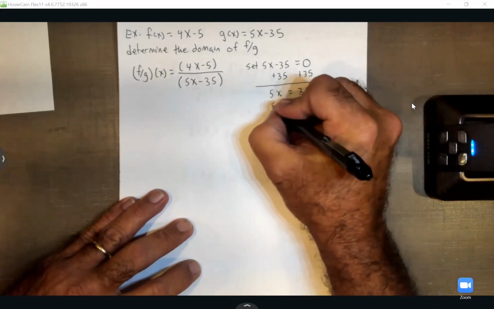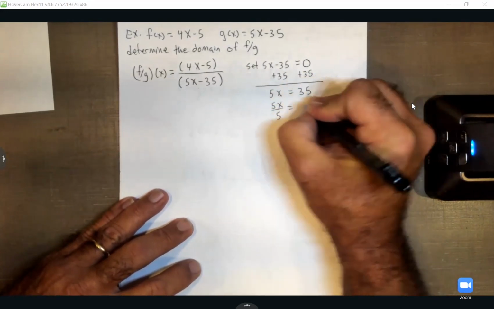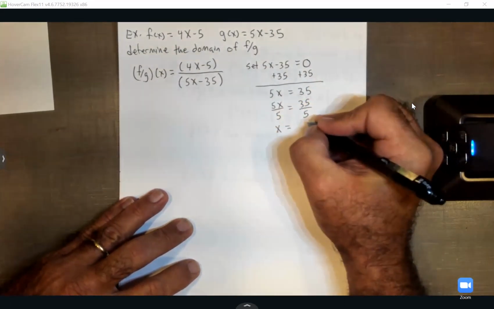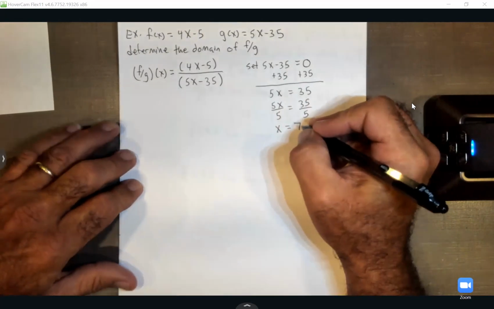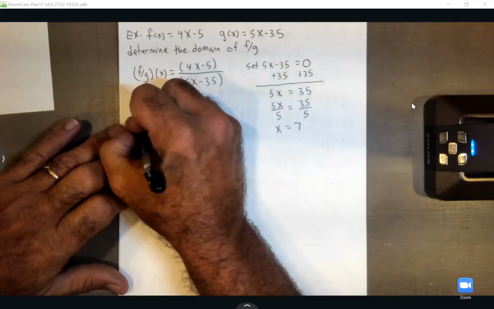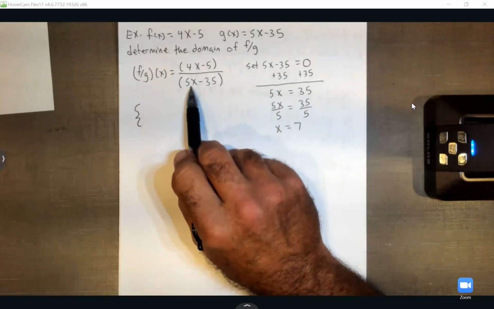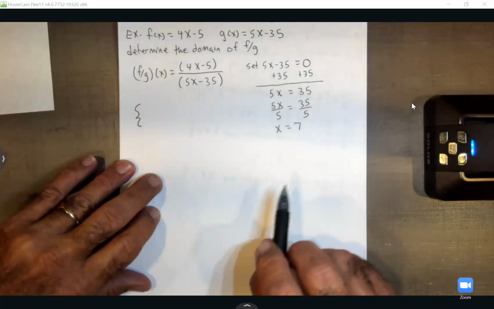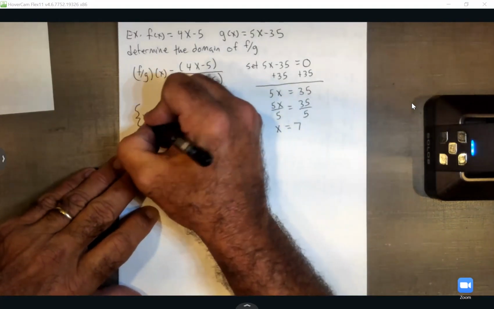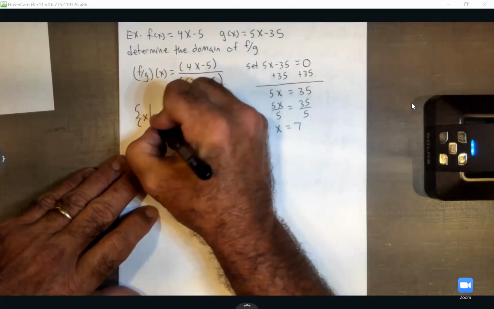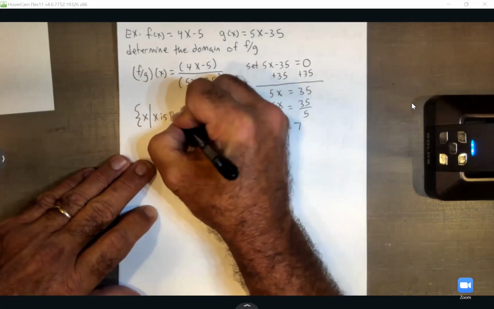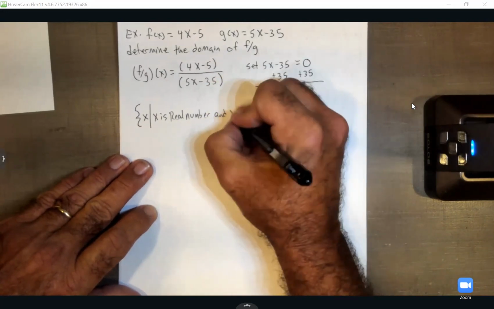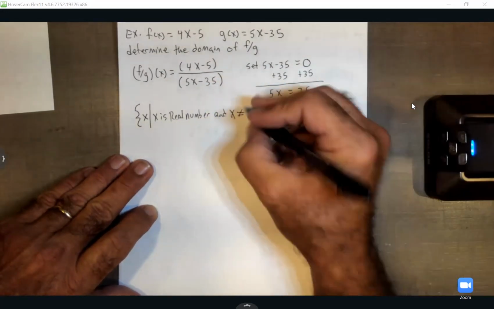All right, let's come in and divide by the 5. So that gives me what X is, looks like a +7. So 7 times 5 is 35. 35 minus 35 makes that a 0, which is undefined. So we're only kicking that out. So you're going to have X such that X is a real number, and X cannot equal 7.